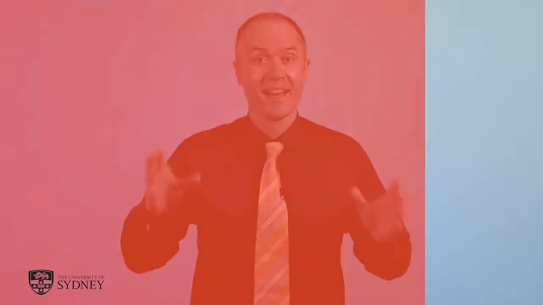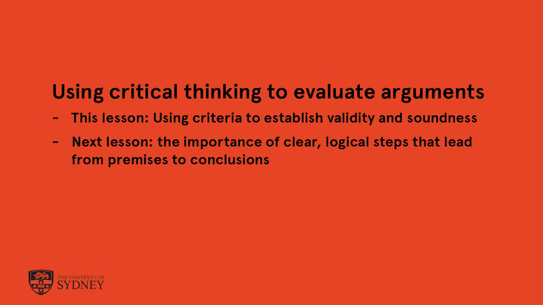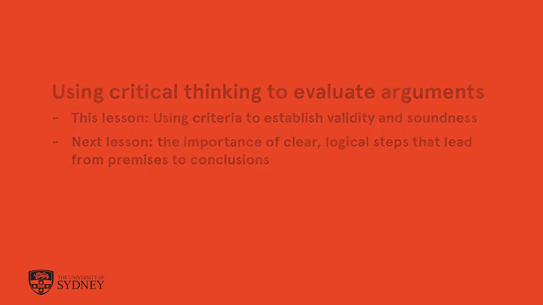In these two lessons, we'll draw on what we've learned so far in the critical thinking module to evaluate arguments. In this first lesson, we'll draw on our understanding of claims and evidence and how to utilize criteria to establish the validity and soundness of evidence. In the second lesson, we'll draw on our understanding of premises and conclusions and the importance of clear logical steps that lead from the premises to the conclusion.